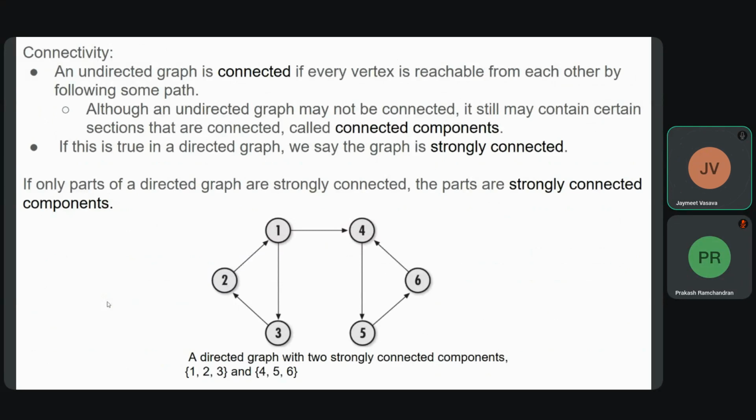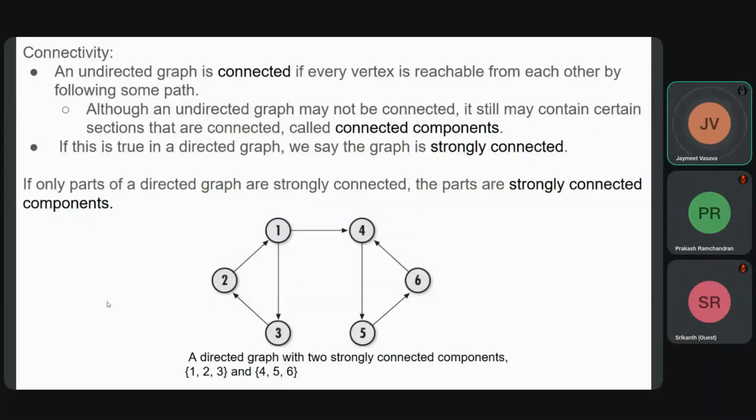Next is connectivity. An undirected graph is connected if every vertex is reachable from each other by following some path. Although an undirected graph may not be connected, it may still contain sections that are connected, called connected components. If the same is true for a directed graph, with every vertex reachable from each other following some path, we say the graph is strongly connected. If only parts of the directed graph are strongly connected, those parts are strongly connected components.